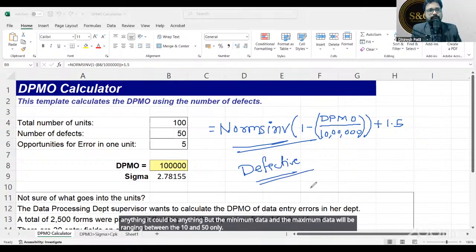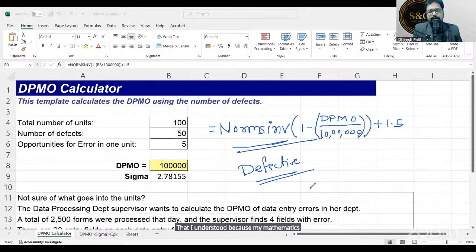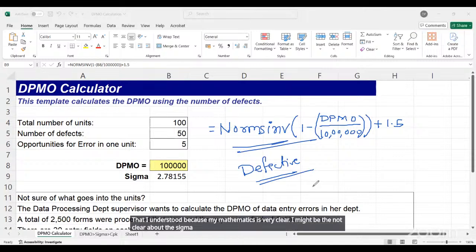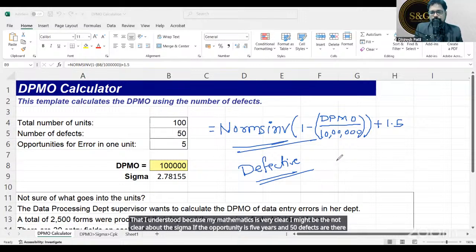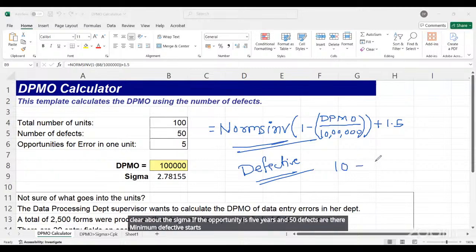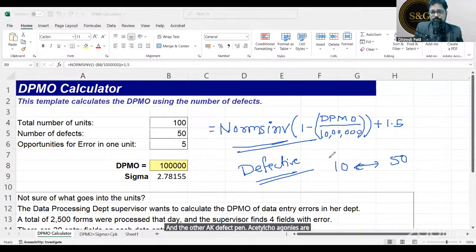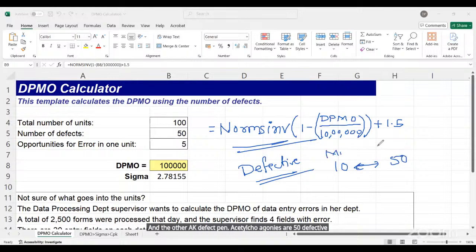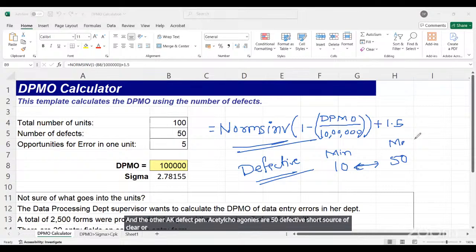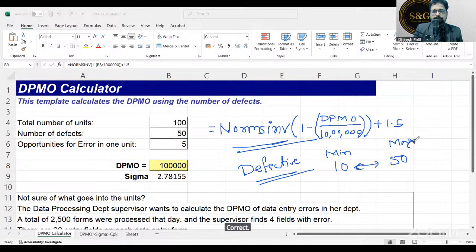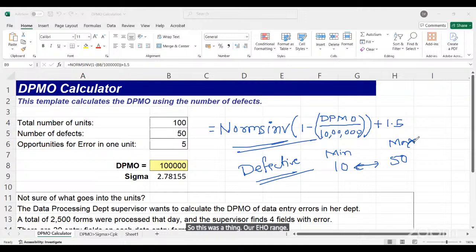Correct. That I understood because my mathematics is very clear. I might not be clear about the sigma. If the opportunity is 5 and 50 defects are there, correct. So minimum defective shirts out of 100 should be 10, and the max, if one shirt has only one defect, it cannot be less than one, sir. Correct. 50 defective shirts are possible, and if each shirt has 5 defects, then 10 is possible. And the range will be between 10 and 50 only.